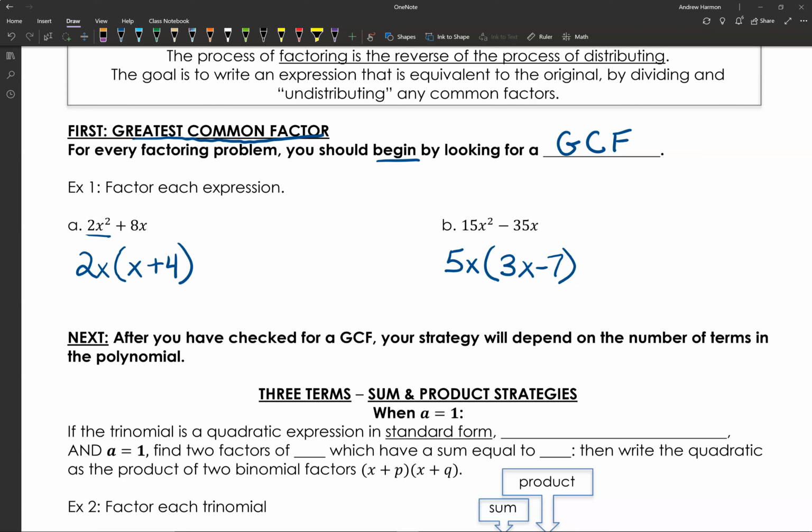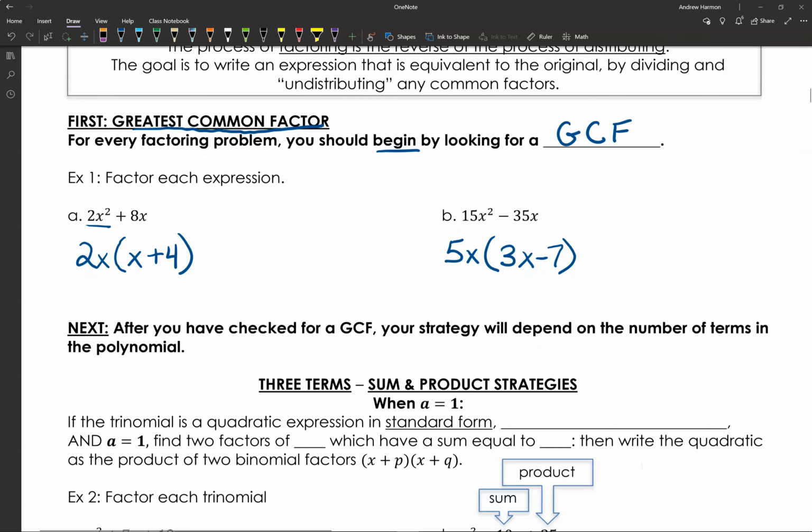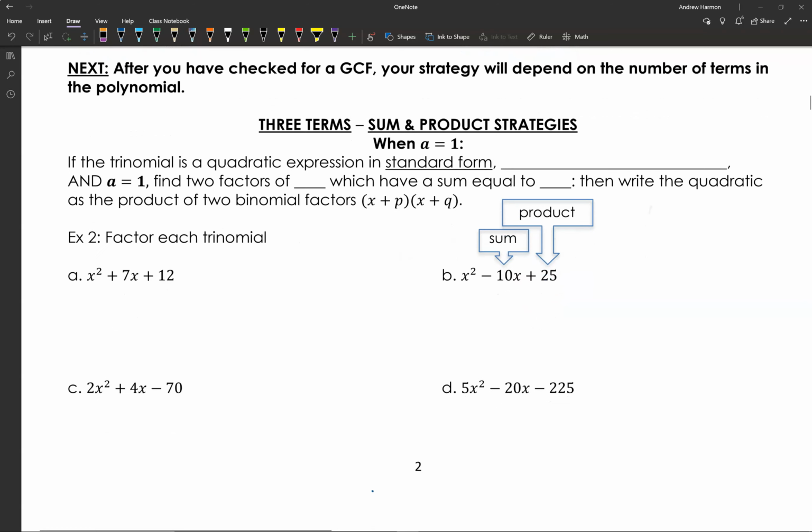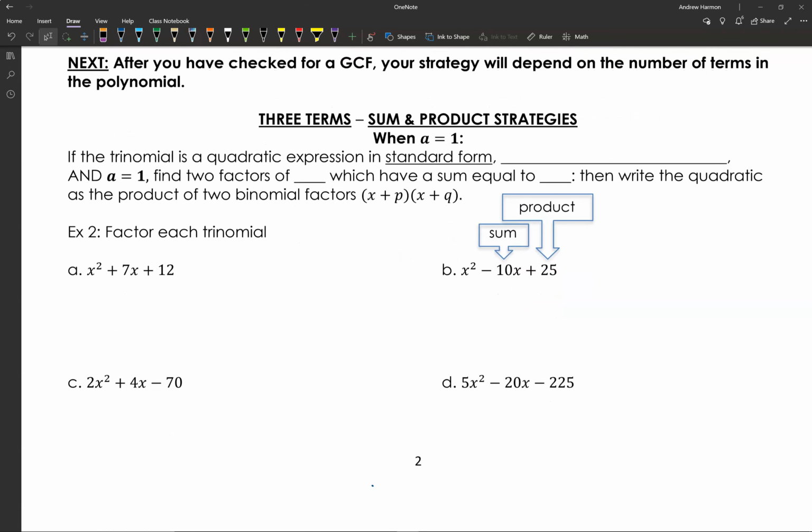But after that, the problem may take a little bit more work to factor. And so that's when we get into what I like to call the sum and product strategy. So if we have a trinomial, meaning a three-term thing, that is a quadratic expression, we already know what quadratic means, in standard form, meaning ax squared plus bx plus c, it's in that form, and the a value is 1.